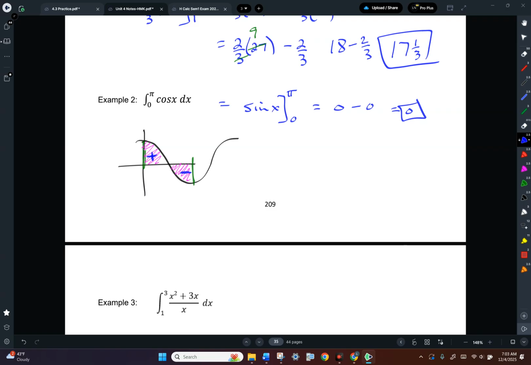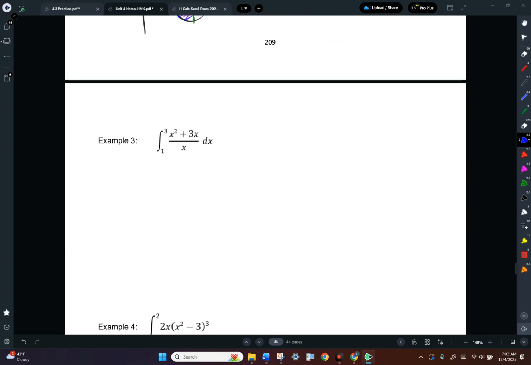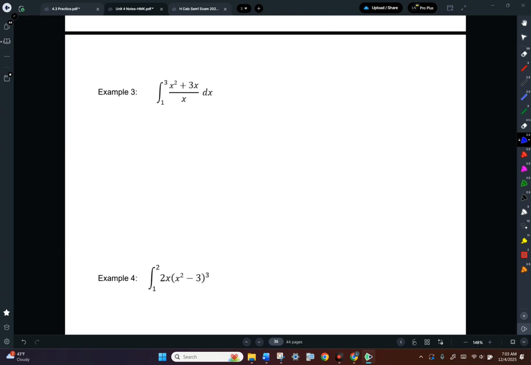But the integral actually equals 0. If I said how much area is represented, well, then I would have to just integrate this piece, see what I get, and then double it in order to account for this piece. Okay, but the integral is 0. All right, so look at example 3. So the big part of today is going to be just remembering how to do all the integration. All right, let's try this one.